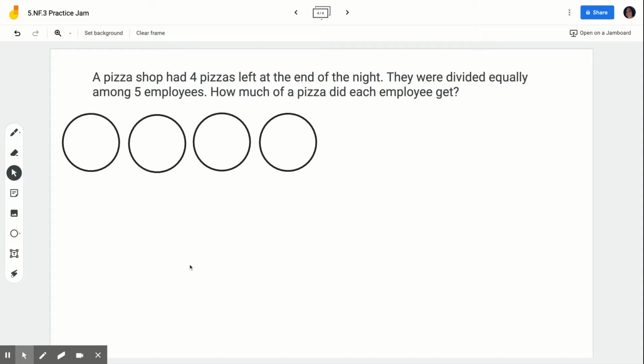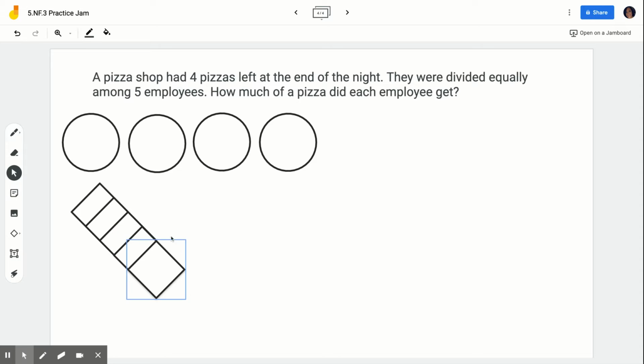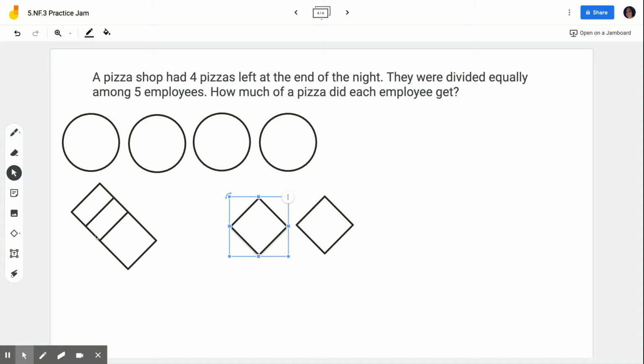So it says a pizza shop has 4 pizzas left at the end of each night. They're divided equally among 5 employees. So I'm going to use diamonds to represent my 5 employees. So we've got 1 person, 2 people, 3, 4, 5 people. So these are those Pizza Hut employees.